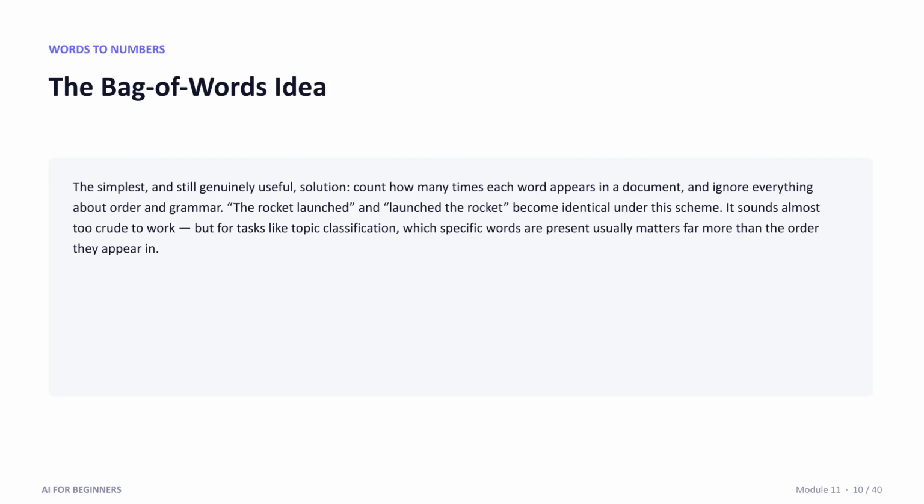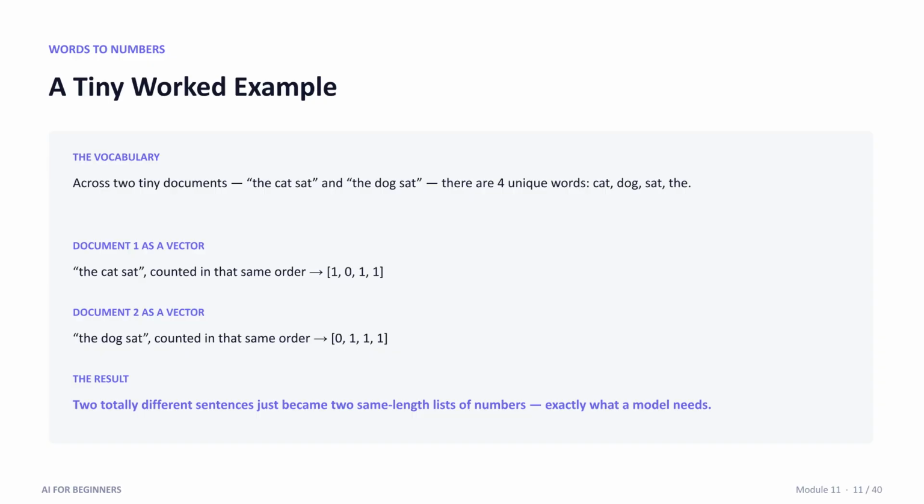The bag of words approach is a simple but useful method. We count how many times each word appears and ignore grammar or word order. For topic classification, this is often sufficient. For example, if we have 2 sentences, we can represent each as a vector based on the unique words in our vocabulary. This transformation turns different sentences into matching length lists of numbers.